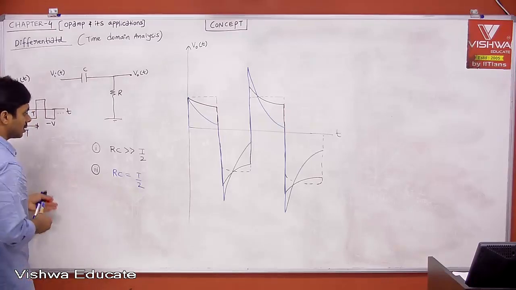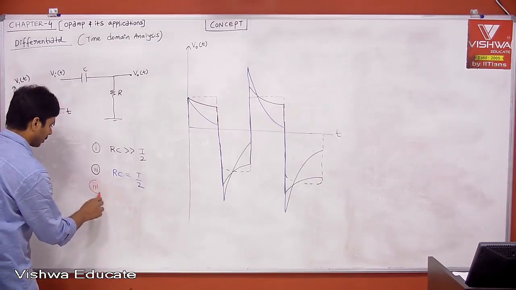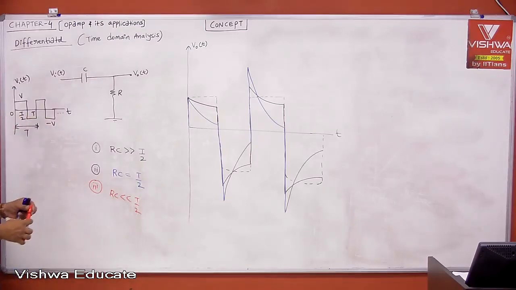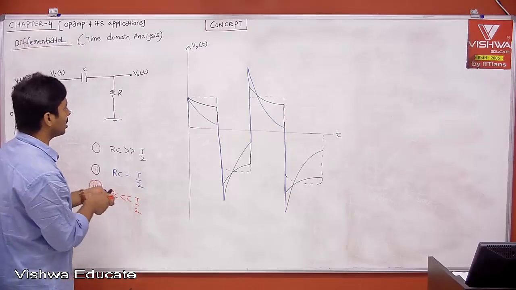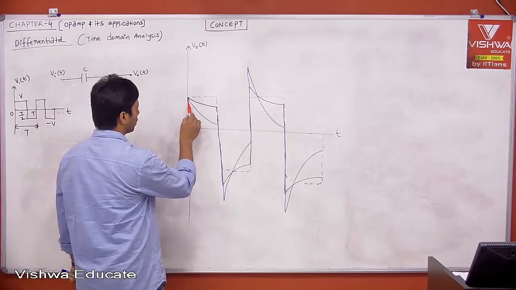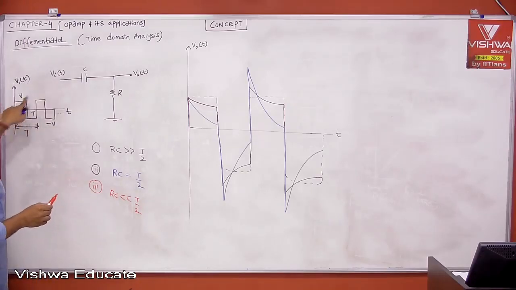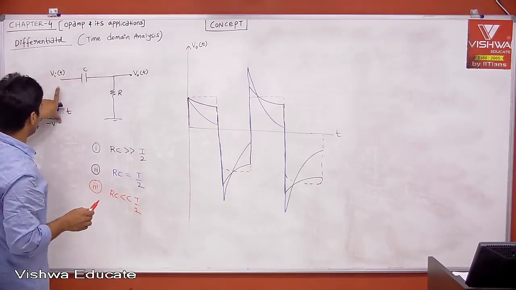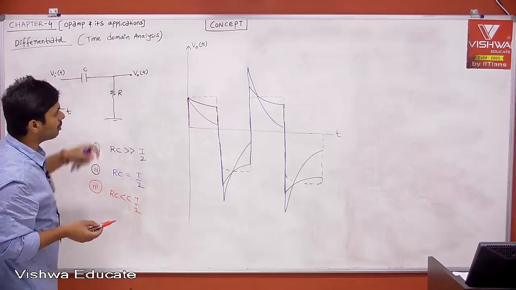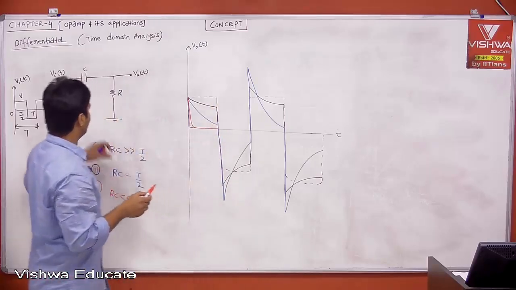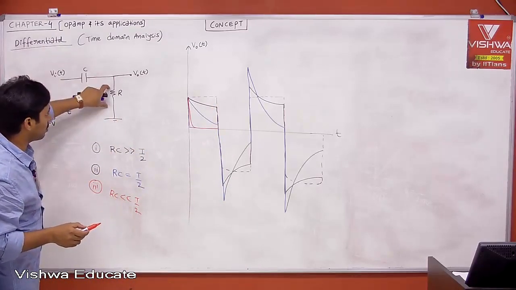Now the last case, case 3, RC is very much less than T by 2. What does it mean? Your capacitor charges very quickly. Within a given time of T by 2, your capacitor charges to the voltage you apply. Voltage across the capacitor cannot change instantaneously. Initially you have the step, but in a time of 0 to T by 2, your capacitor charges to V. If the capacitor is charged to V, then the voltage across the resistor will become 0. Immediately it will become 0 because the capacitor is charging very quickly. This is where the capacitor is charged and this is 0.